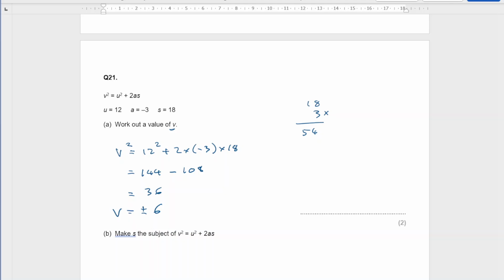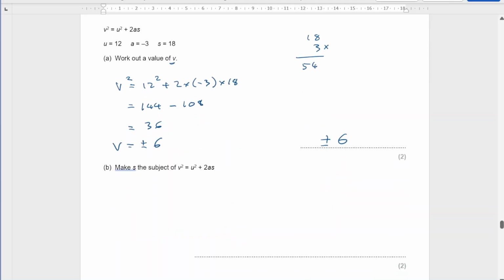I'm just double checking with the mark scheme, it does say 6 or minus 6. So it does say accept plus or minus 6, though a typical answer would be 6. Make s the subject. So to make s the subject, I'm going to say that v squared minus u squared is going to be equal to 2as. So s is going to be equal to v squared minus u squared, divided by 2a.